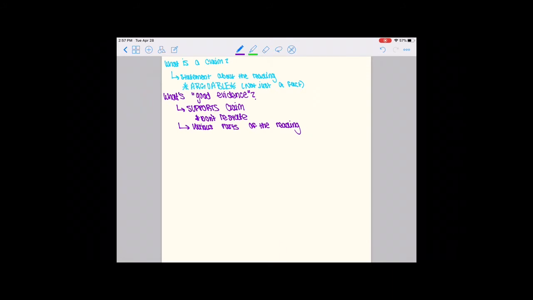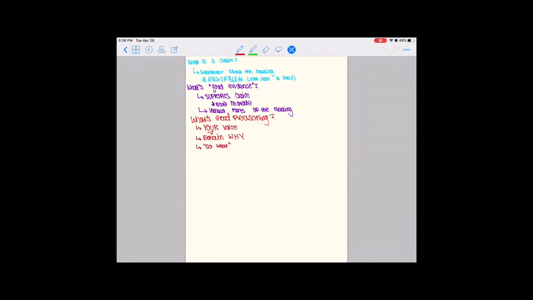And one way that you can do this is by including pieces of evidence from different parts of the reading. This shows that your claim applies to not only the beginning of the reading or article, but also the middle and the end. So next we're going to be talking about what is good reasoning.